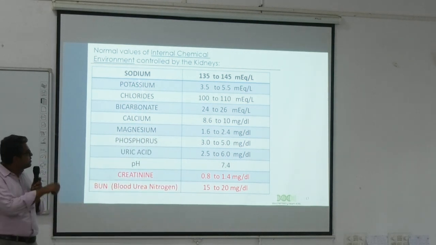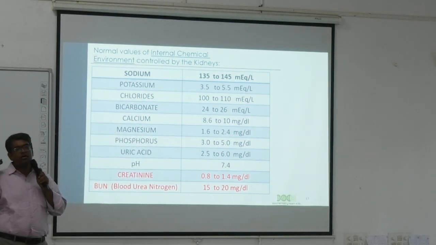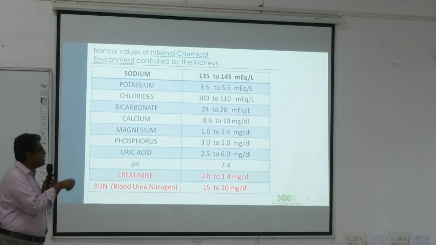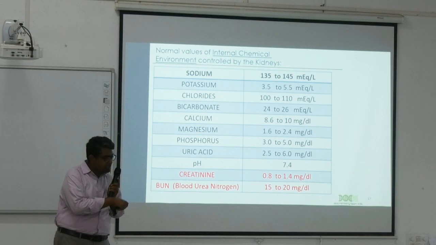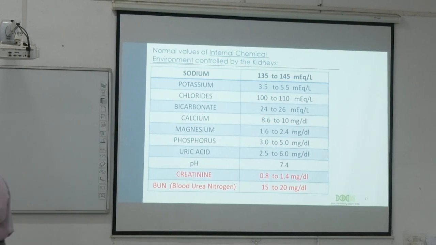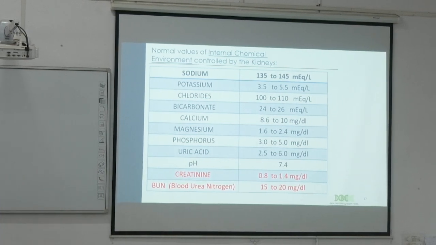The easiest way to remember is that all of them are ions. Sodium ion, potassium ion, chloride ion, bicarbonate ion, calcium ion, magnesium ion, phosphorus ion. All of these, plus your uric acid and pH. Okay, so it is quite easy to remember. Whatever ions are present in your blood: sodium, potassium, chloride, calcium, magnesium, phosphate, and uric acid, pH. That is your extended spectrum of renal function.